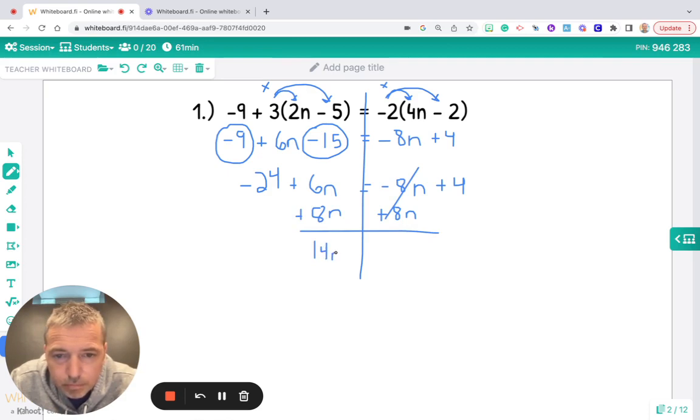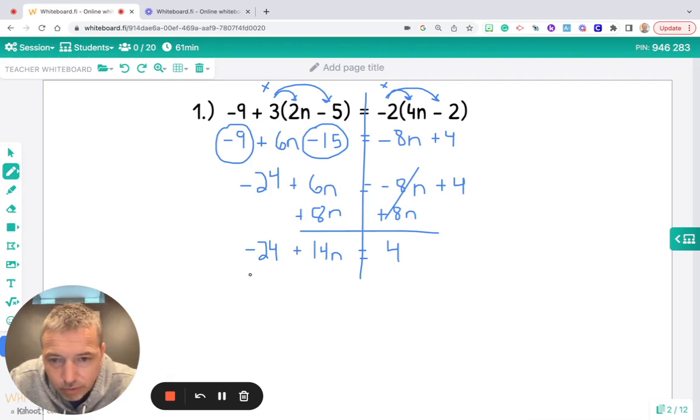I'm going to bring down my negative 24. See, I'm keeping everything neat and organized here. Bring down my positive 4. Now this is a two-step equation. So I look at this side with the variable and I say, what can I get rid of by adding or subtracting? Well, I can't get rid of the 14 because that's 14 times n. I got to wait on that.